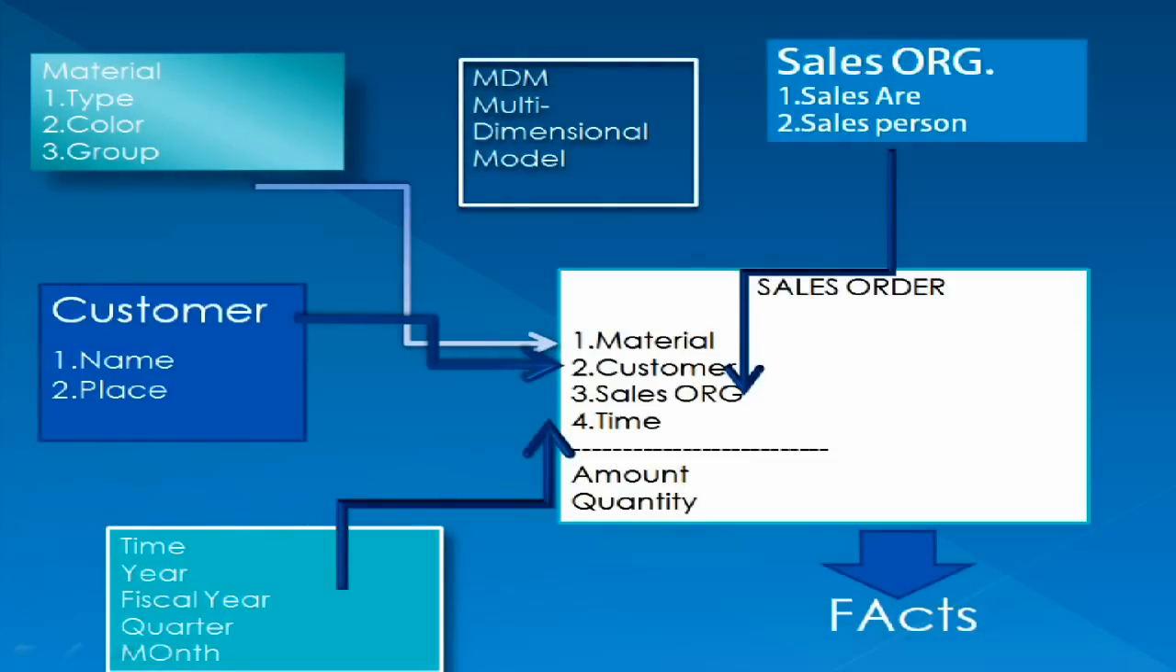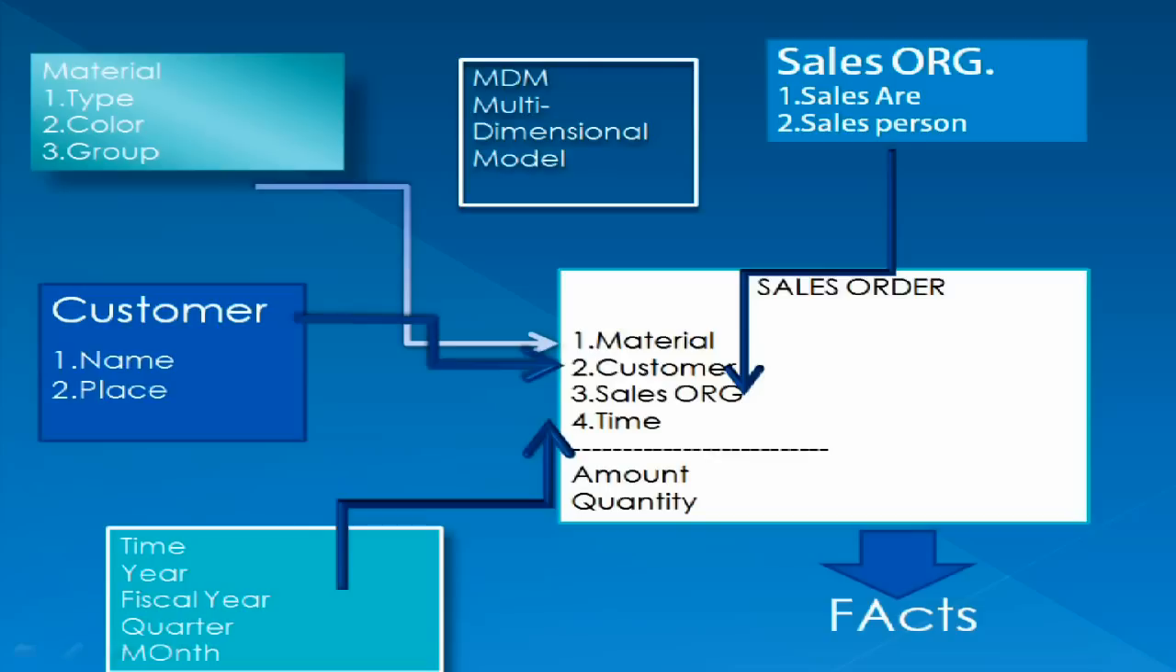Right here you see that we've got sales organization, material, customer, and time. Where does time come from? Whenever we make a fact table, we're going to be putting the properties or attributes of the dimensions in the fact table. So we're not going to be messing up by putting in all of the properties. Whatever is important, we're going to be putting there.